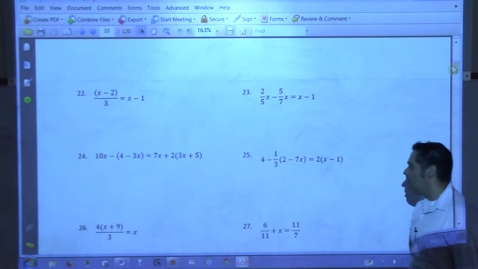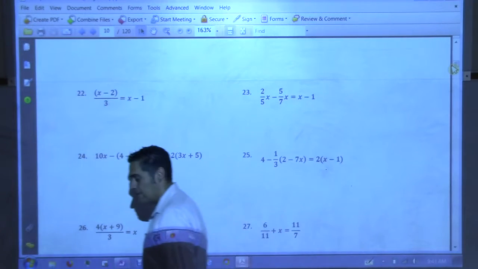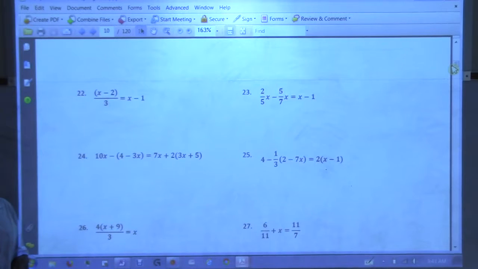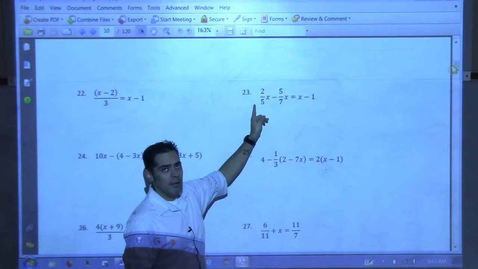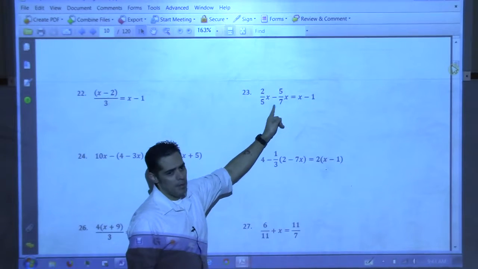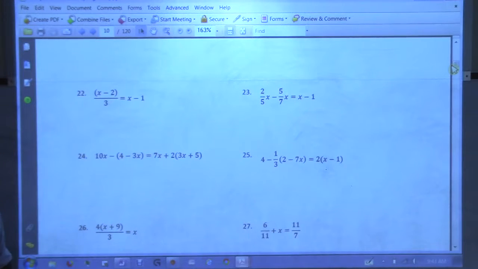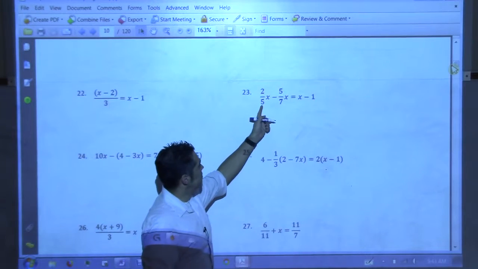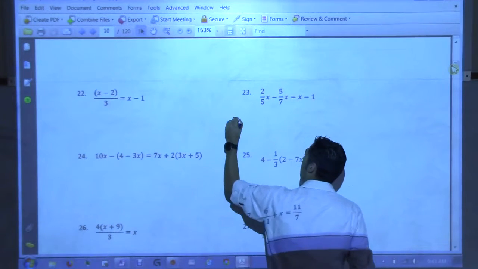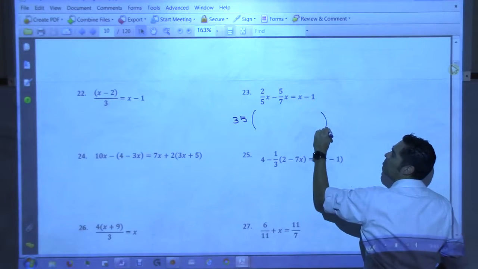Like clearing? Okay, so what would I multiply both sides of the equation by? You have to look at the denominators and see if you can find a common denominator between these two. So what would be a common multiple of both of those numbers? 35, right? 35 is a multiple of both of those. So what we'll do is we'll write 35 here. We're going to multiply the whole left side of the equation by 35.